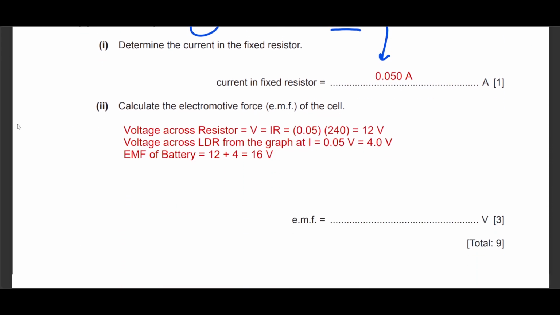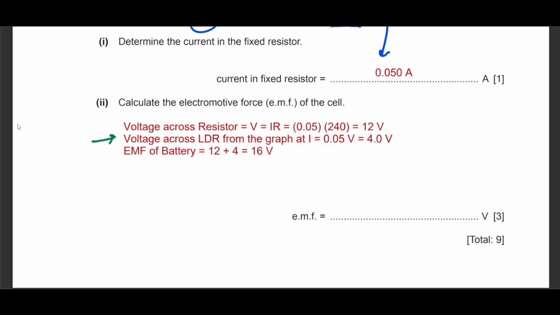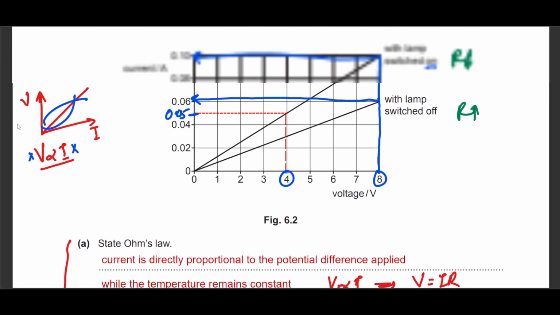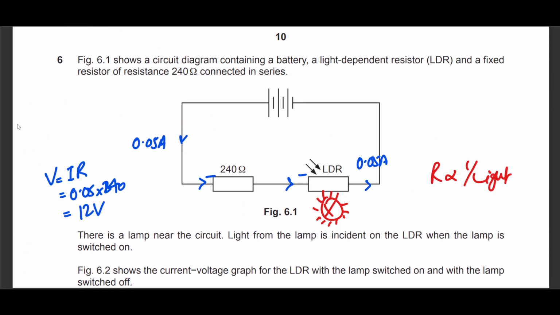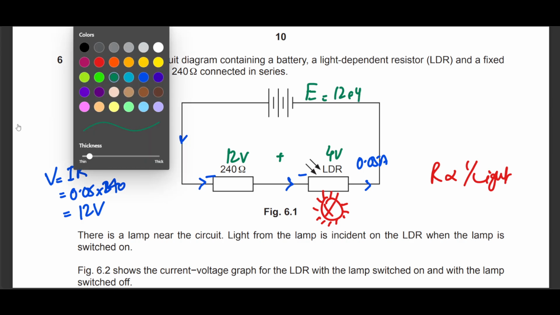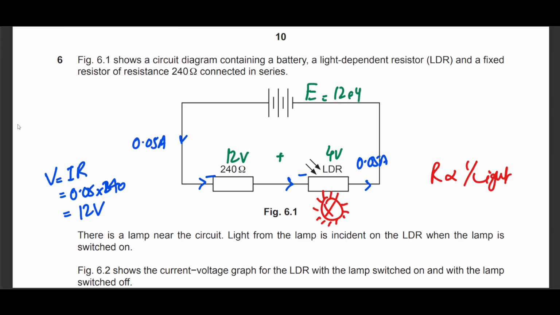So I mentioned that the voltage across the LDR from the graph at I equals 0.05 amperes is V equals 4. Now in series, we understand that the current remains the same, but the voltage divides. So if this is consuming 12 volts and this is consuming 4 volts, chances are that 100% the EMF is exactly 12 plus 4, or somewhat greater than that if you're considering the wires to be non-ideal. So it should be 16 volts.